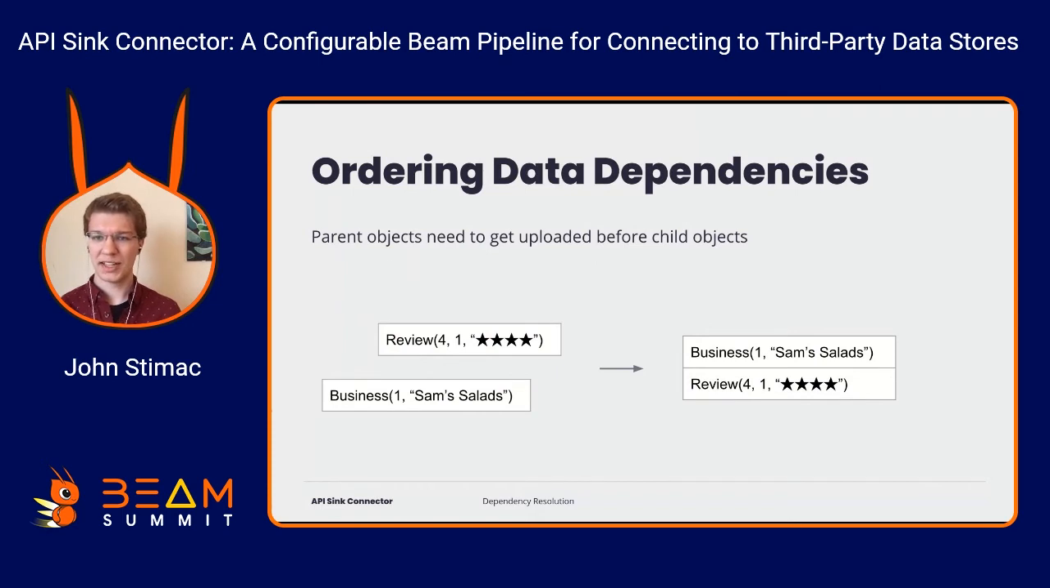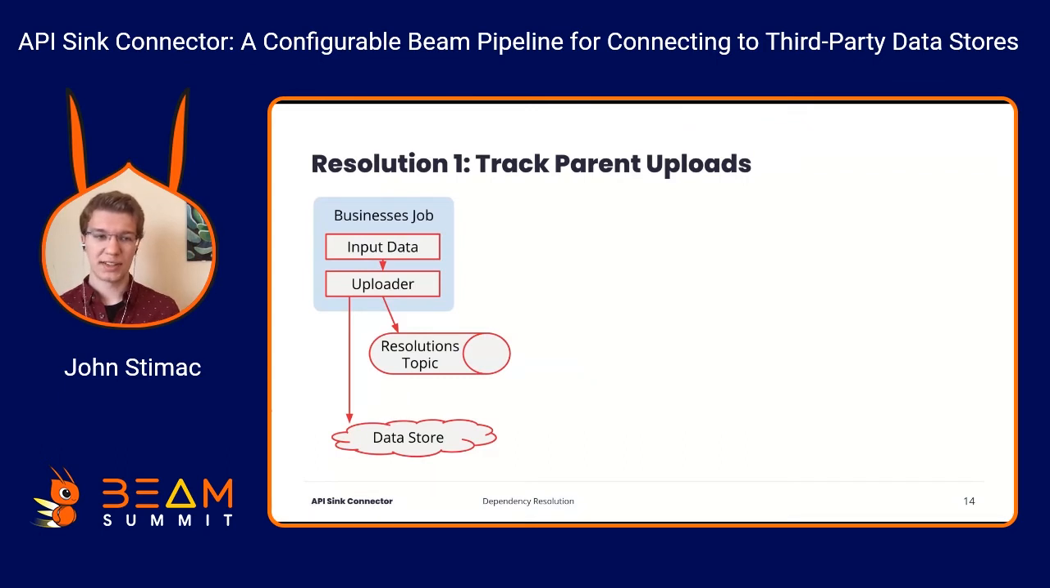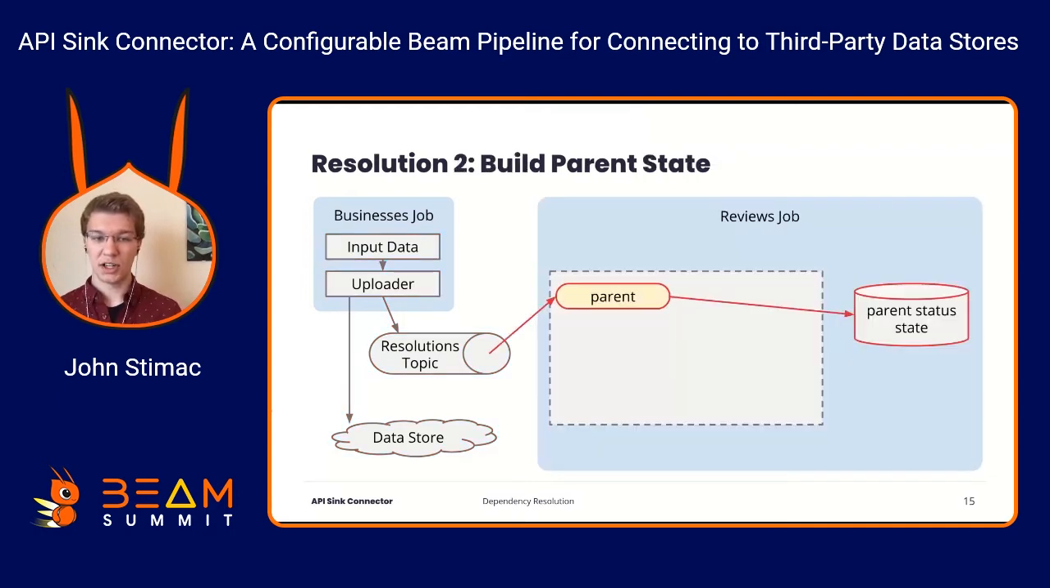So let me walk you through how we do that in Beam. So first off, we need information about which parents have been uploaded. So doing this is easy enough. We just take our uploader from the job that uploads businesses, and every time it performs an upload, we send some information about that upload to what we call a resolutions topic. So this is just a regular Kafka topic that contains data about the uploads. So you would say for a business with key 1, we uploaded it. Then we can use this resolutions topic as a source into our reviews job.